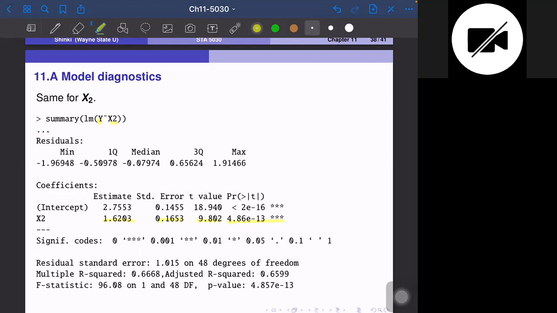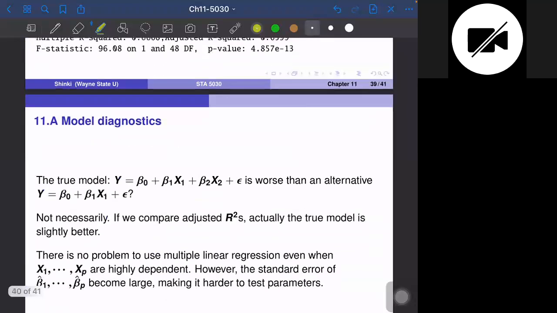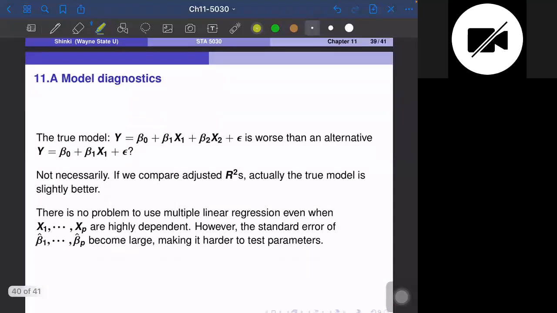So which model should we use? Sometimes we tend to use the second or third model because we can show the significance and the result is clear. But not necessarily that we have to use this model. The true model is not necessarily worse than the alternative, because, for example, if we compare the adjusted R square, actually the true model is slightly better.